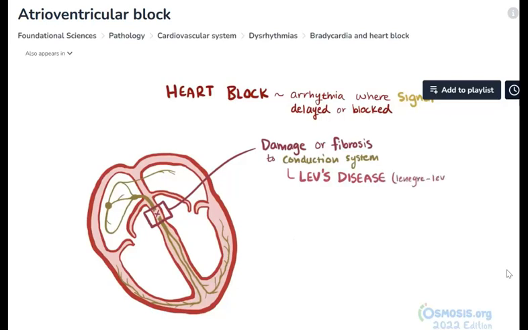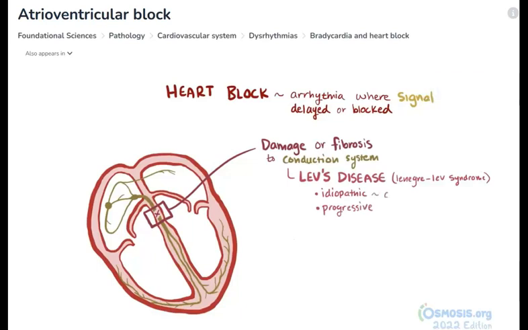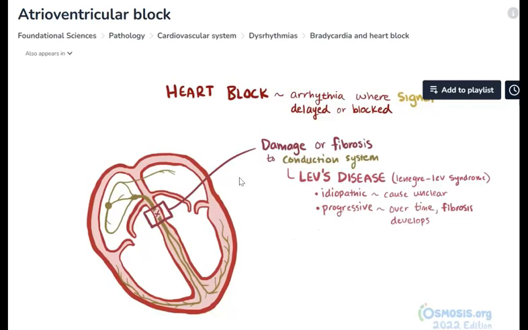Lev's disease, or Lenigre-Lev syndrome, is used to describe the large proportion of cases that are idiopathic, and described as progressive cardiac conduction defects, meaning it's not clear exactly what causes it. Is not something I'm testing you on. But over time, fibrosis, or scarring, develops in the conduction system which can delay or stop electrical conduction. This is usually a result of the aging process in the heart, and happens most often in the elderly, although some hereditary forms have been identified and can happen in younger people.